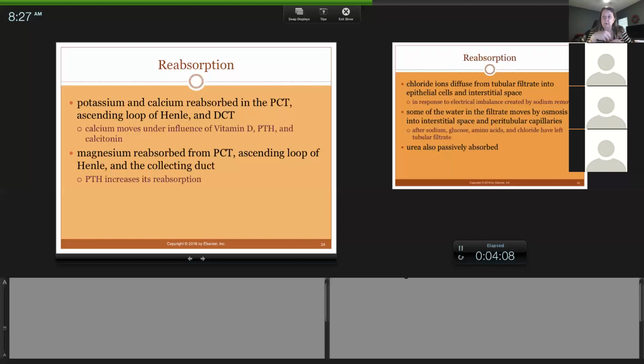The body will reabsorb it. So it's kind of like a messenger. It's like, hey, don't pee out that calcium. We actually need it. We're low on calcium. And I will get into that calcium homeostasis in the endocrine system.